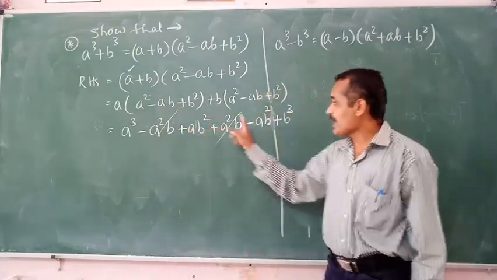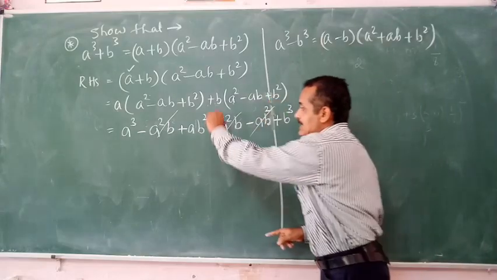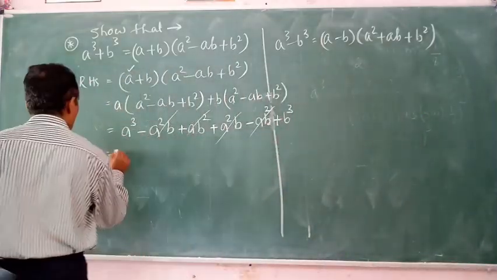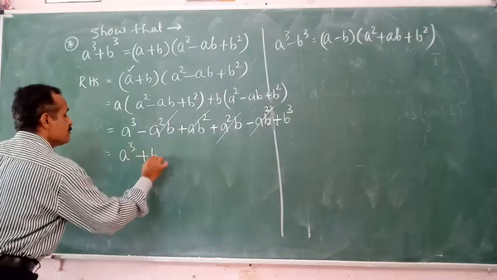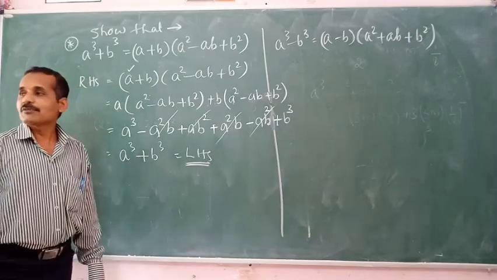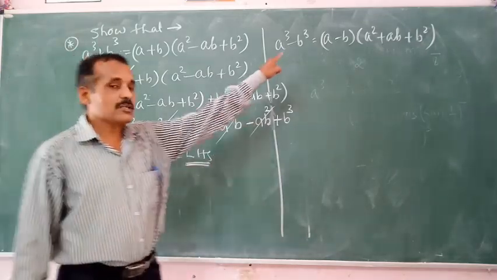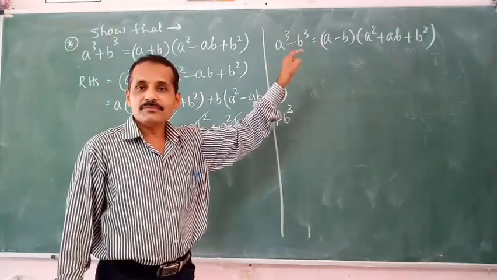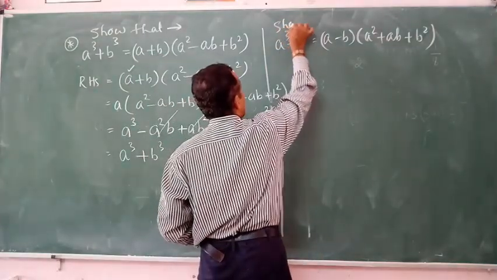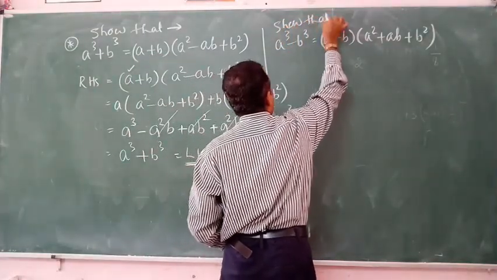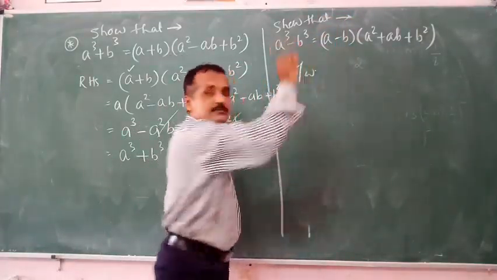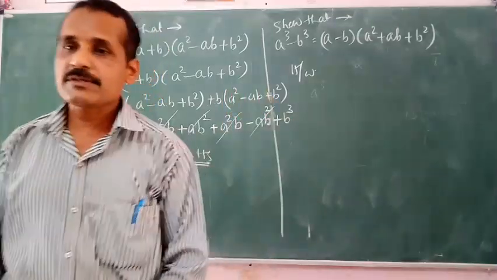Plus ab square minus ab square gets cancelled. What is left out? a cube plus b cube, which is equal to the LHS. That is the end of the problem. My dear children, can you solve that problem under the heading "show that" in the same way? That is your homework. Write down this.